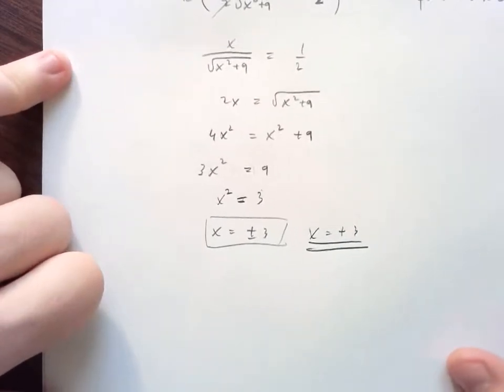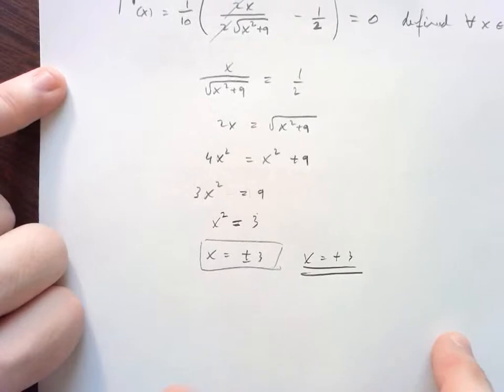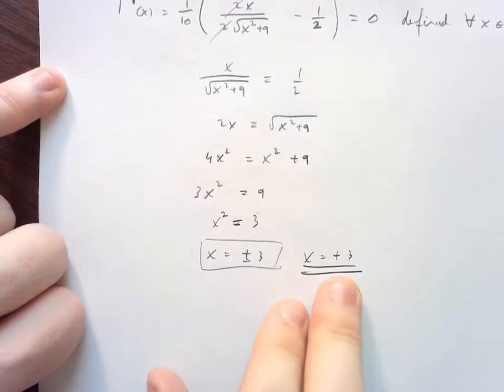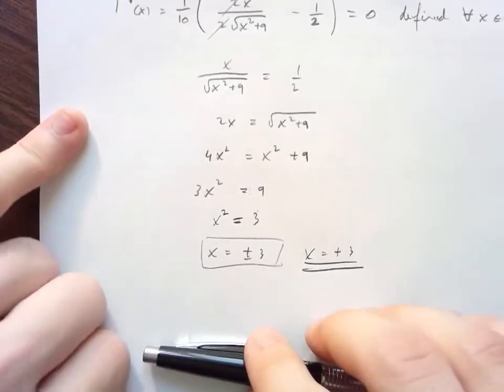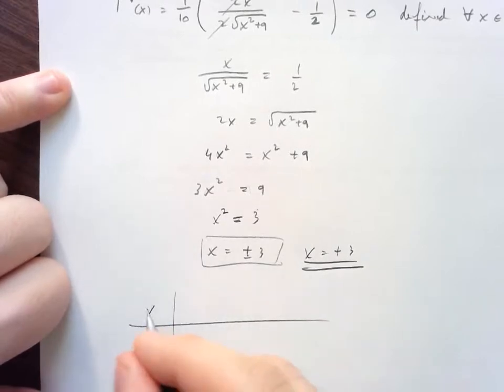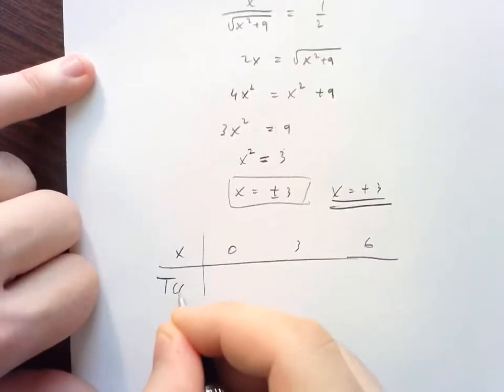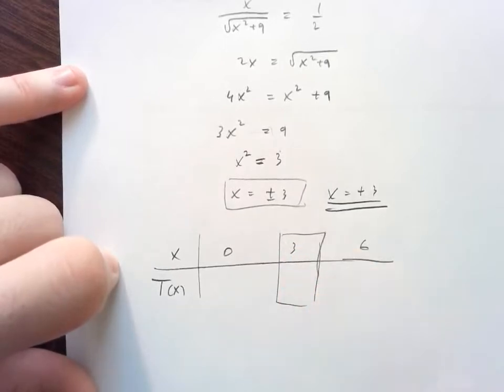There are a couple of ways to do that. One, we could make a table and just plug in 0, 3, and 6, and we'll find that this is indeed the lowest value that t takes. Or we could take the second derivative and look at the concavity of the function. You'll have to take my word for it. I won't do it now, but if you plug in 0, 3, and 6 into t of x, we do indeed get this to be the minimum. So let's move on to the next problem now.